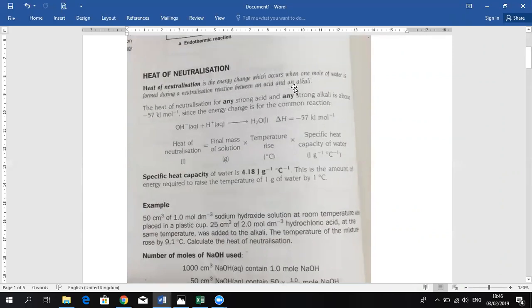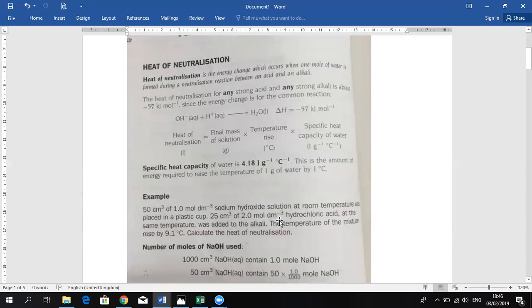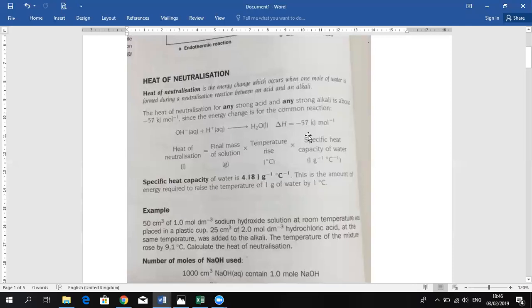So it is the energy change which occurs when 1 mole of water is formed during a neutralization reaction between an acid and an alkali, right? The heat of neutralization for any strong acid and any strong alkali is about negative 57 kilojoules per mole. Since this is a common reaction, they have been able to ascribe this value, and when we look at the working in the example, you'll realize the answer is pretty close to this. Now you need to remember this formula here.